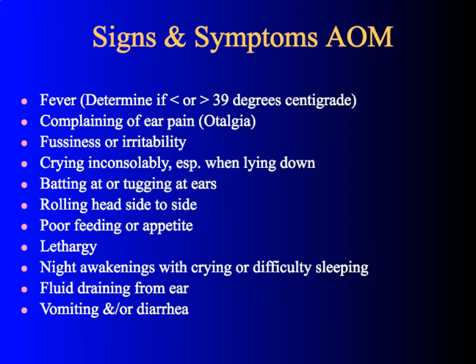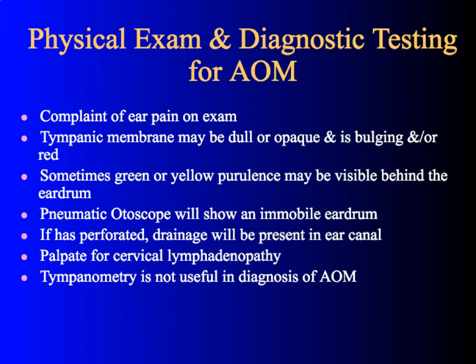vomiting, and/or diarrhea. The physical exam and diagnostic testing for acute otitis media is the complaint of ear pain on exam. The tympanic membrane may be dull or opaque and is bulging and/or red. Sometimes green or yellow purulence can be visible behind the eardrum. The pneumatic otoscope will show an immobile eardrum, and if the eardrum has perforated, drainage will be present in the ear canal. You want to palpate for cervical lymphadenopathy, and tympanometry is not useful in the diagnosis of acute otitis media.